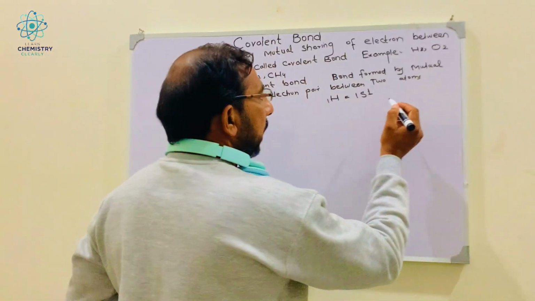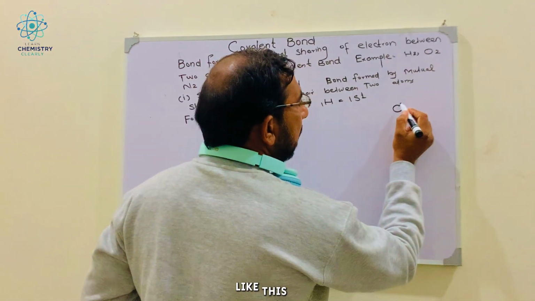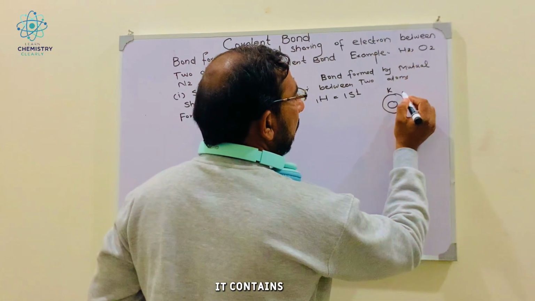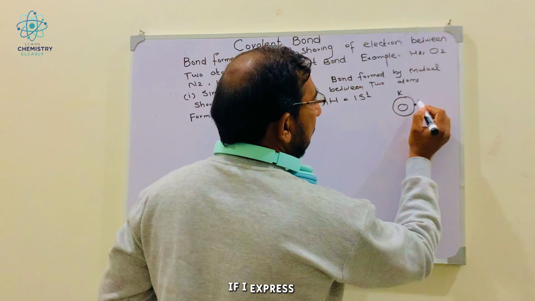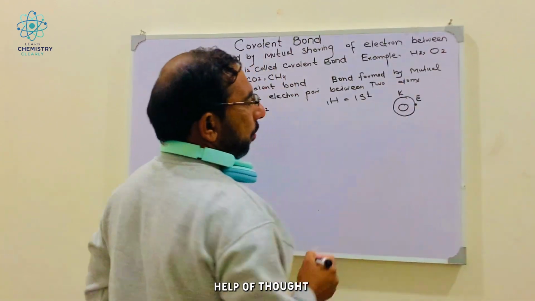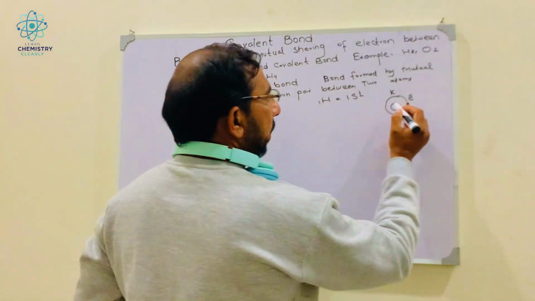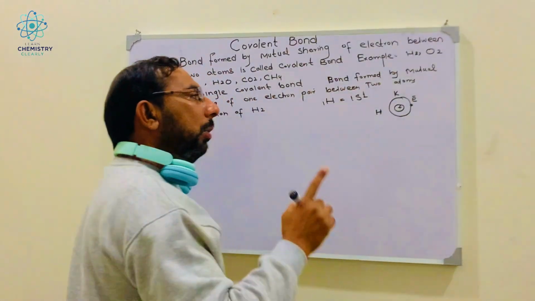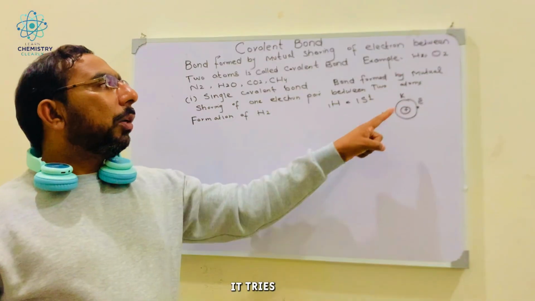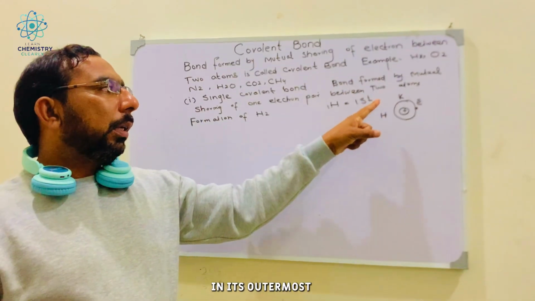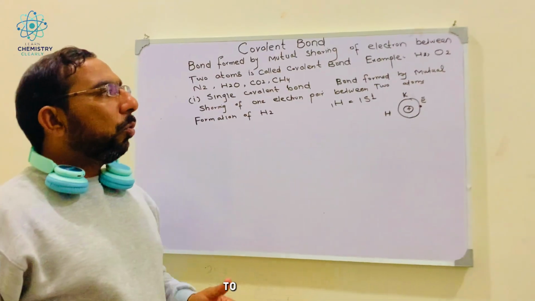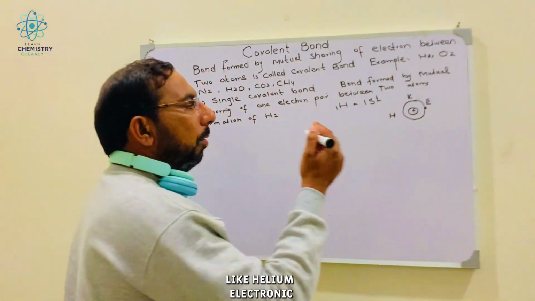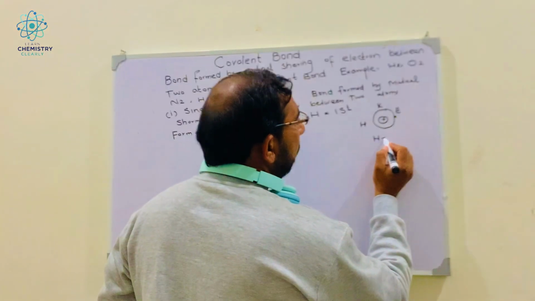I can draw its atomic structure like this. This is the nucleus. It contains one electron. If I express it with a dot, this is a single hydrogen atom. You know that a hydrogen atom has only one electron. It tries to get two electrons in its outermost K shell to attain the electronic configuration of its nearest noble gas, helium. It needs one electron.